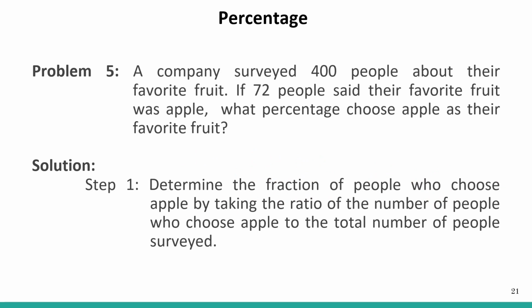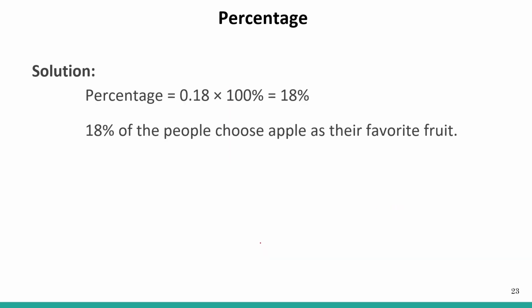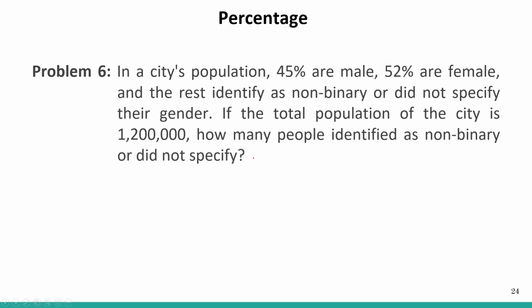Let's see the step-by-step solution. What we did first was we determined the fraction of people who chose apple by taking the ratio of the number of people who chose apple to the total number of people who were surveyed. The number of people who chose apple was 72, and the total people surveyed was 400. So the ratio comes out to be 0.18. Then in order to convert the fraction into a percentage, we multiplied by 100. So by multiplying with 100, we are left with 18%. So this is the final answer. Okay, so let's see problem number 6.